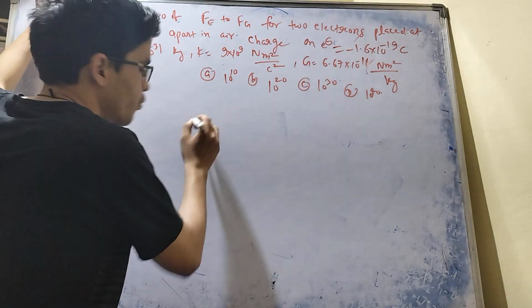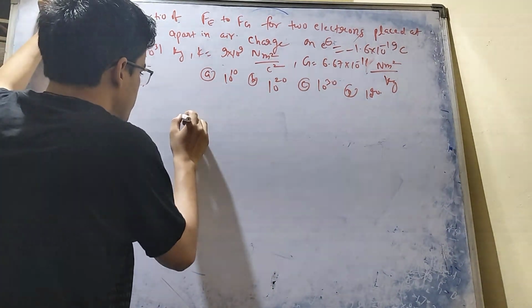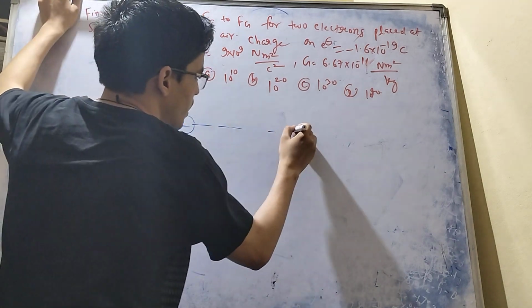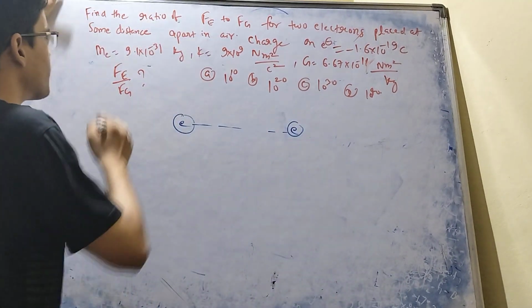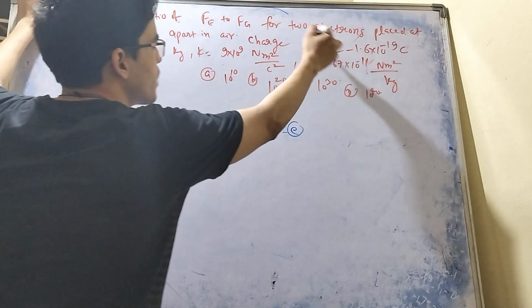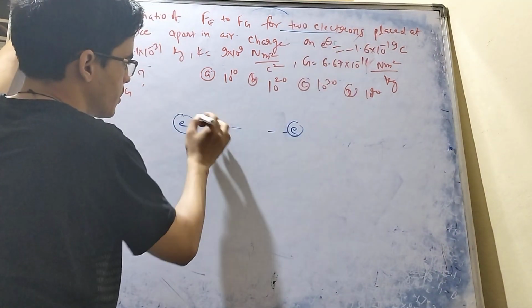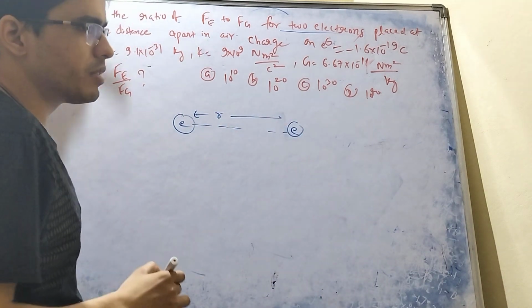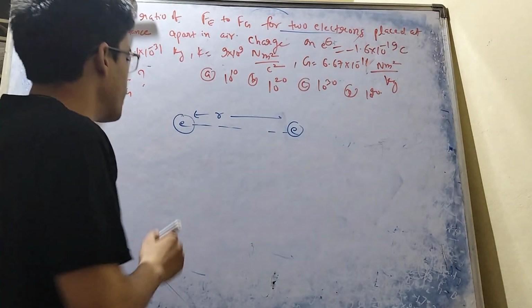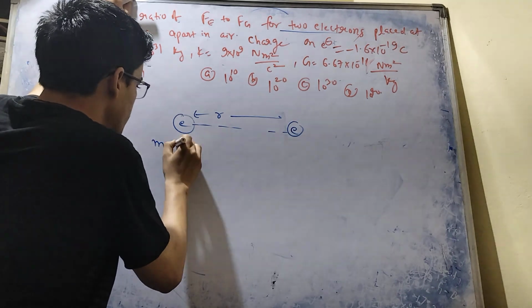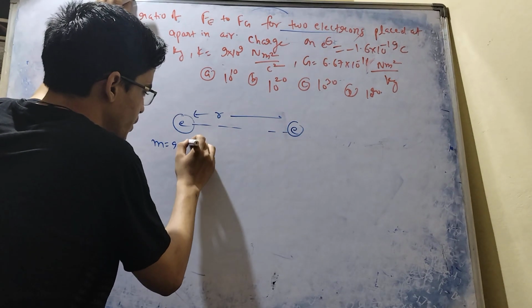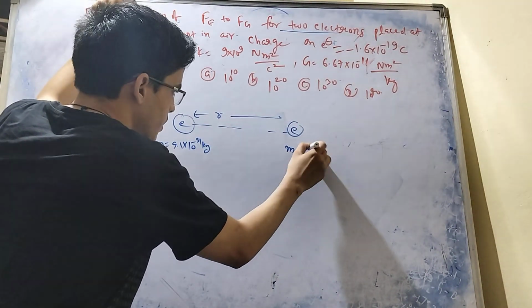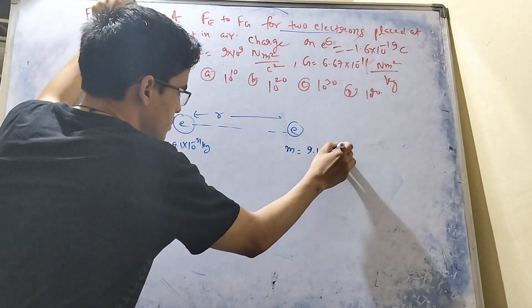See, we have two charges. First is an electron, and second is also an electron. Both are electrons, two electrons present, at some distance. Assume this distance is r. Very good. Now tell me, what is the mass of electron? 9.1 into 10 power minus 31 kg. And what is the mass of the other electron here? 9.1 into 10 power minus 31 kg.